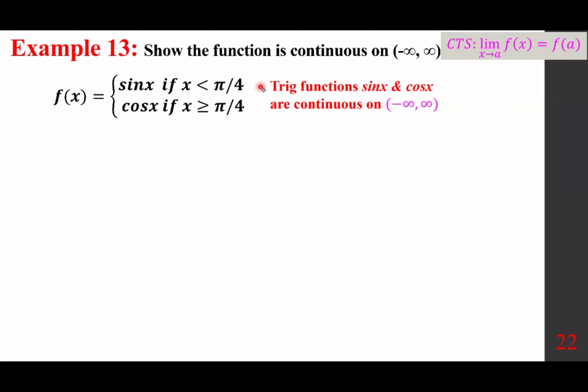But what about pi over 4 itself? We have to check it out. So we know this is the case because this one is continuous here, this one is continuous here. But what happens at pi over 4? The endpoint, we must check.